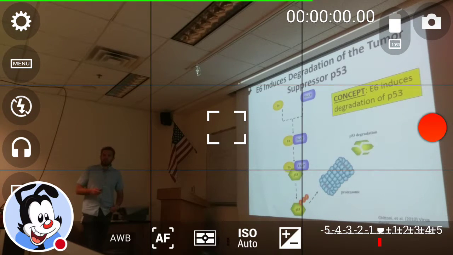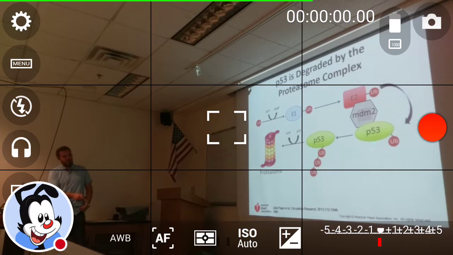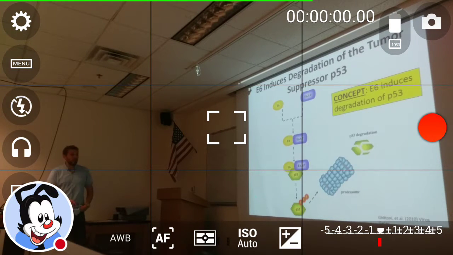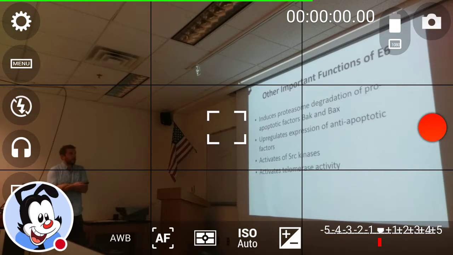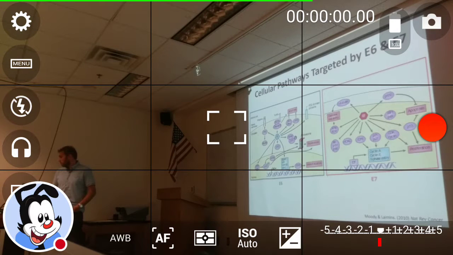E6 can't do it on its own. It recruits this cellular partner, E6AP, from E6-associated protein. But the point remains, it's essentially replacing the normal function of MDM2. And so you degrade p53, now you lose that control, you lose that brake on proliferation. In addition, it also activates our friend, sorry, the Src kinase. So Src kinase seems to be something that a lot of viruses like to hit.